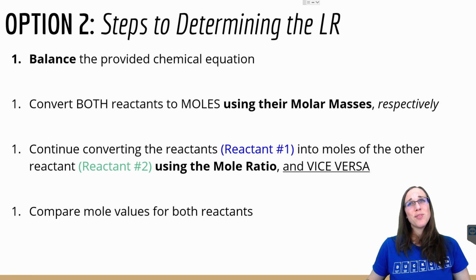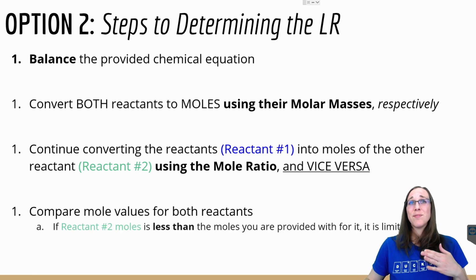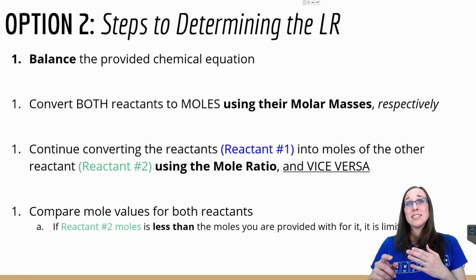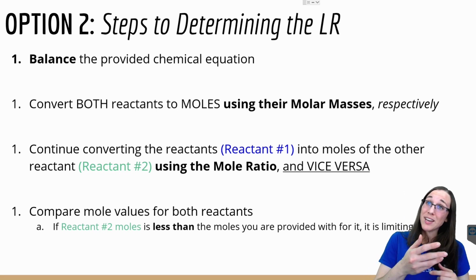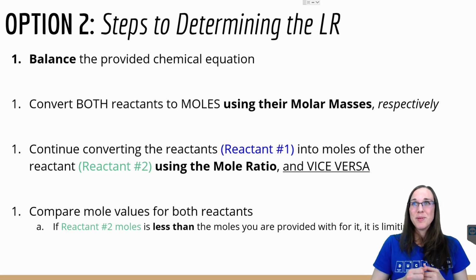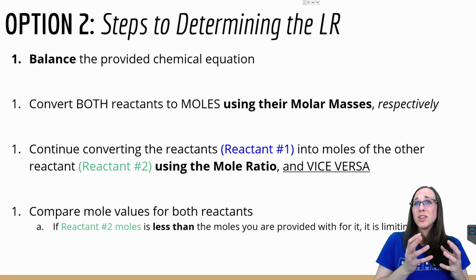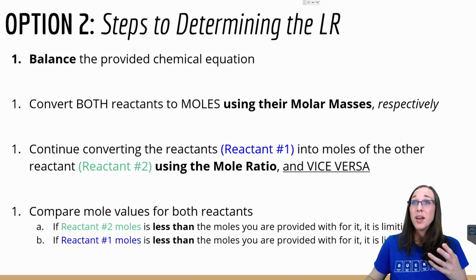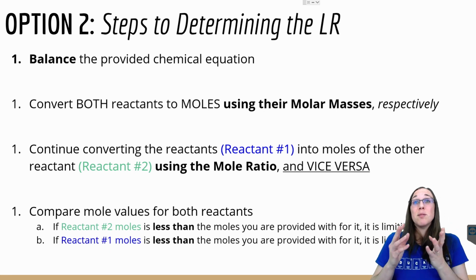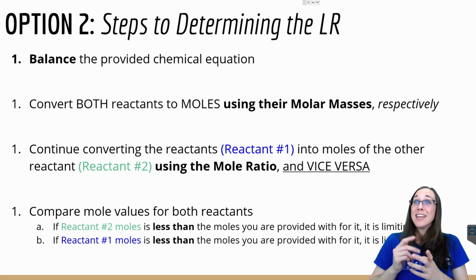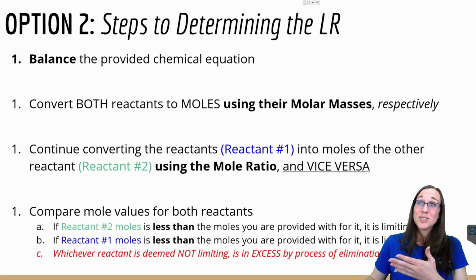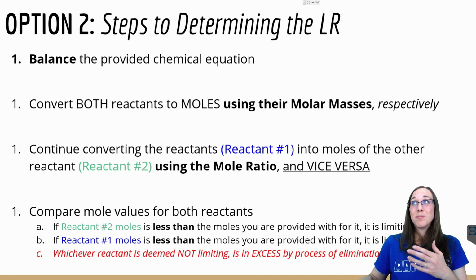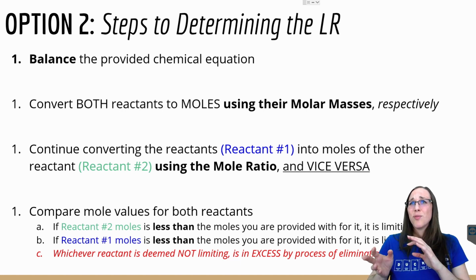And now the way you figure out which one is limiting is that if reactant number 2 moles is less than the moles you were provided with, it's the limiting one, because you can't make more than what you were provided with. It's physically impossible. If reactant number 1 mole value is less than the moles you were provided with, then it's the limiting reactant. And just as before, whichever reactant is deemed not limiting is therefore the excess reactant by process of elimination.